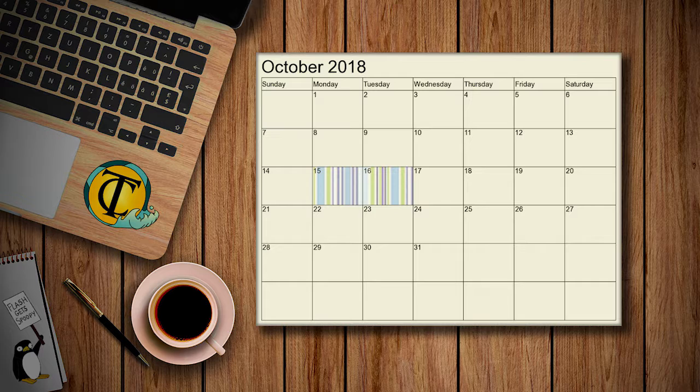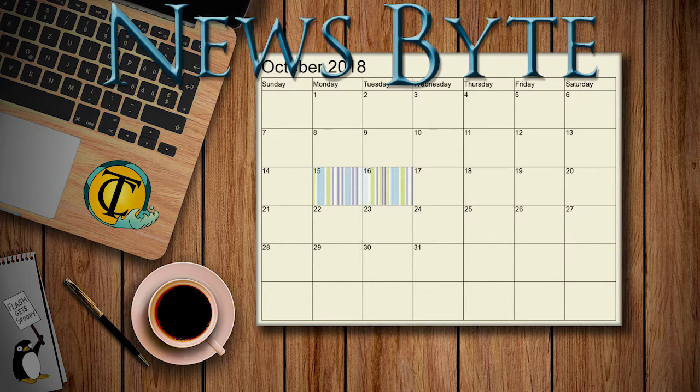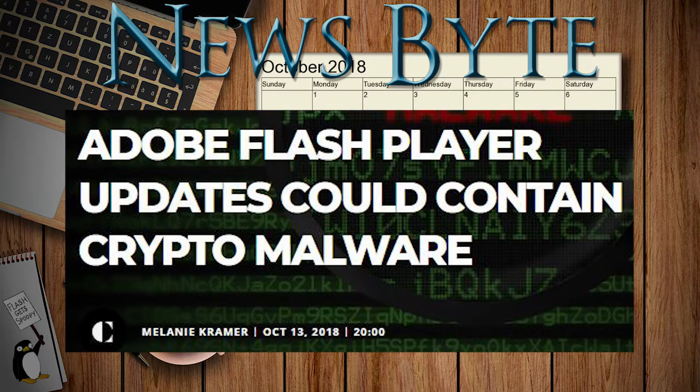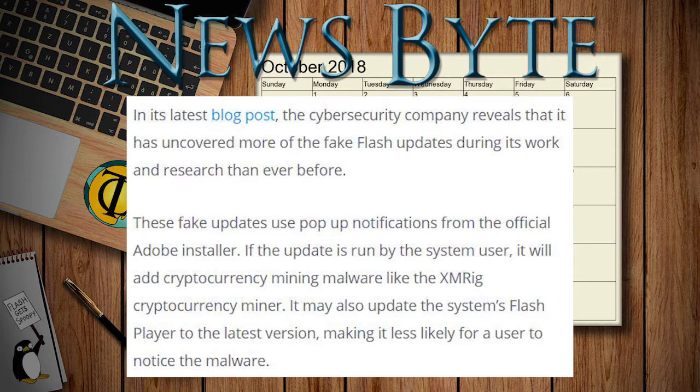Alright, now that is how you get back into a positive routine, and let's go ahead and jump into the first segment of the day, the news. Turns out Adobe Flash Player updates could potentially contain crypto malware. Yikes. This is something we previously talked about on this channel: ensuring that what you download is actually what you intended to download, and tips and tricks that may keep you more safe when dealing with these pesky internet malware things.